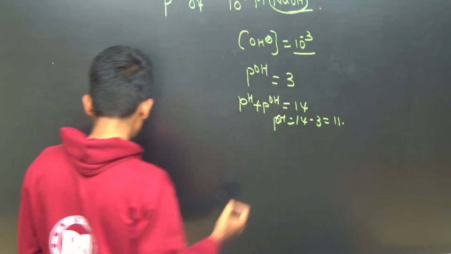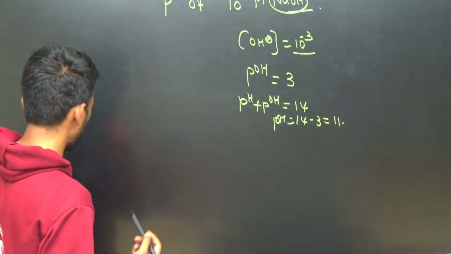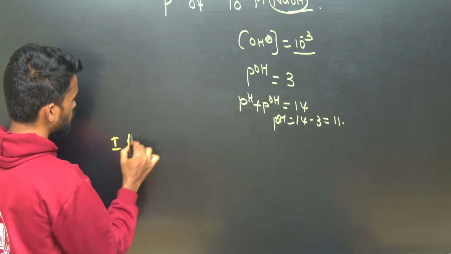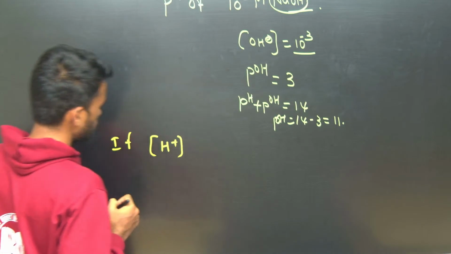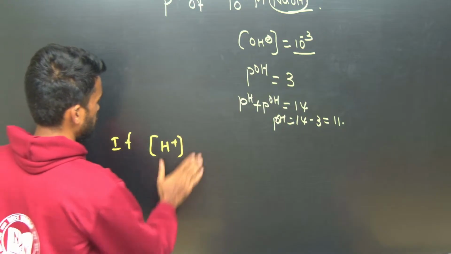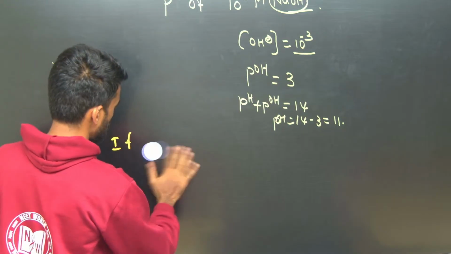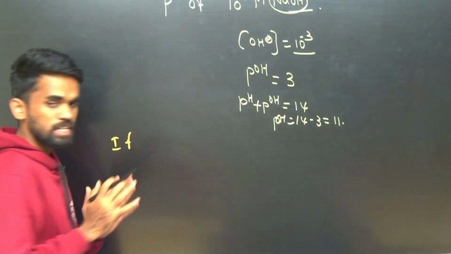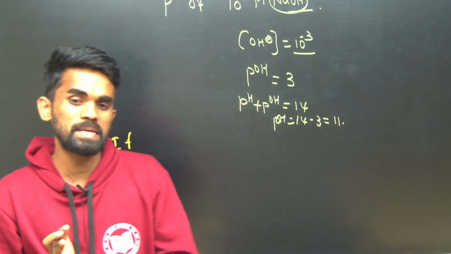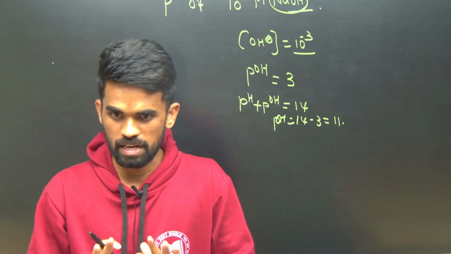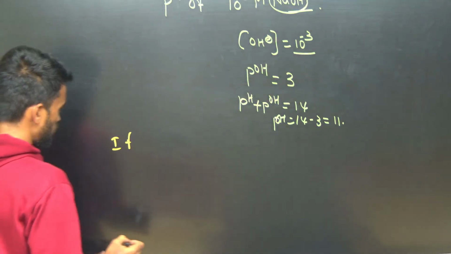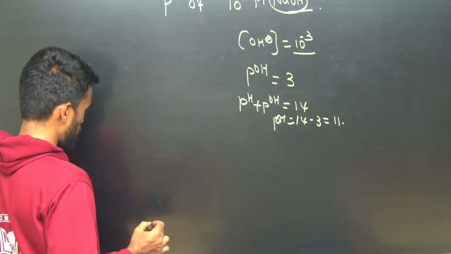Okay, and the next one is, just remember this: for example, for an acid, if concentration of H plus ion is increasing, what happens to the pH value? Decreases, right. Now here I am giving a question for you, just tell me what is your approach.